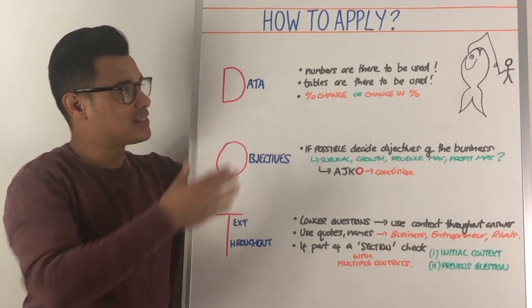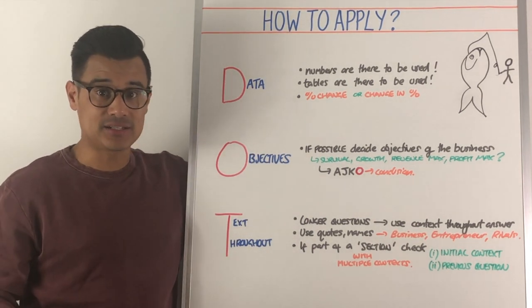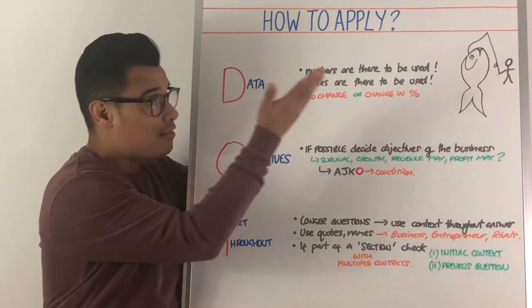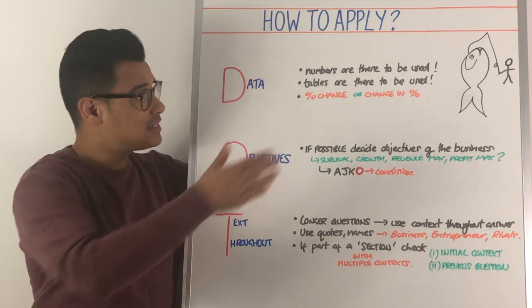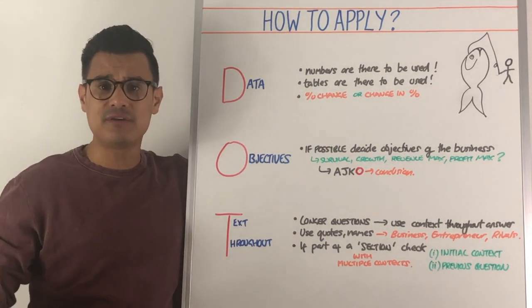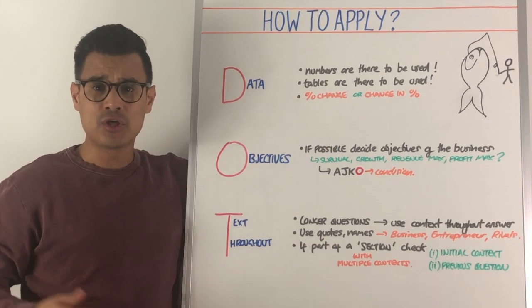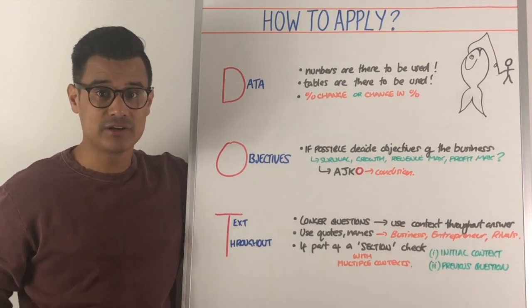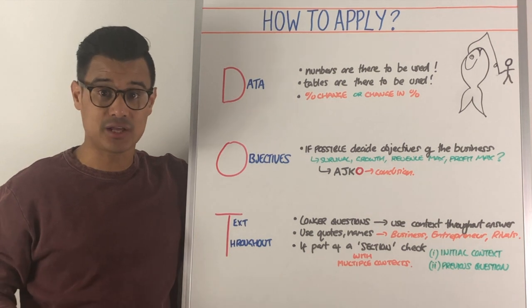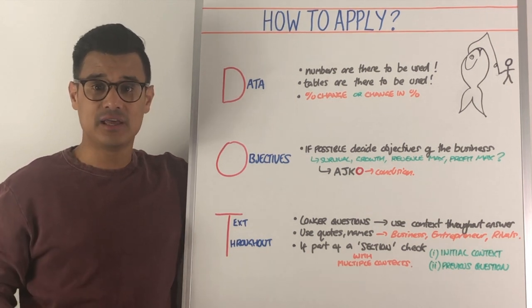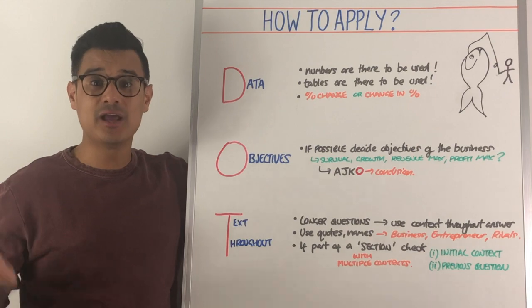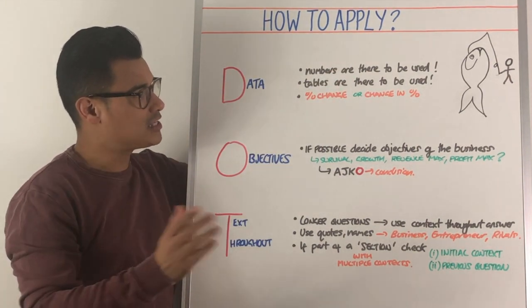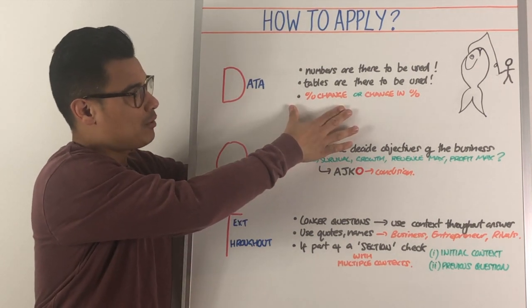So D for data. In these contexts, in these case studies, there's going to be numbers. Those numbers are there to be used. They are the fish. There's also going to be tables with information. It could be financial information, maybe showing you the cost of goods sold, the expenses, the net profit. Use it. It's not there for no reason. You have to be using it if you see it. It could have marketing data. It could show primary or secondary research. If it's there, use it. So numbers, tables, there to be used. They are the fish.